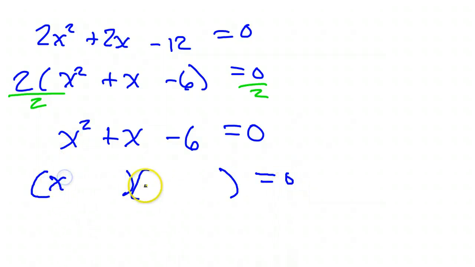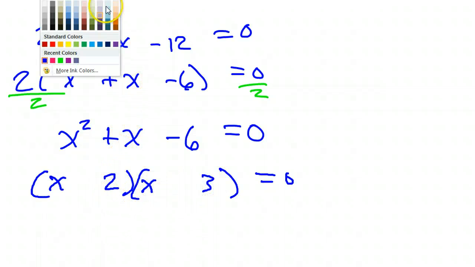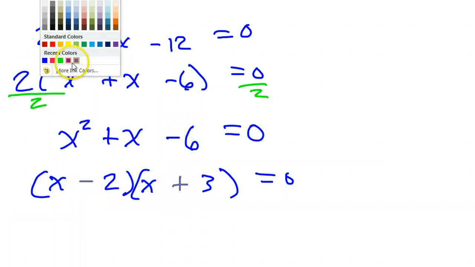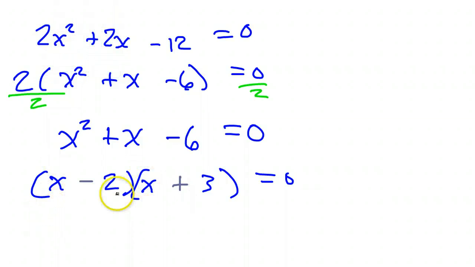X squared is x times x. 6 is 2 times 3. Inner plus outer equals middle, guys. So that means inner I have 2x, outer I have 3x. I'm shooting for a middle of positive 1. So I need a negative 2 and a positive 3. There's my negative 2, there's my positive 3. We have to make sure we are getting the negative 6. But a negative times a positive is a negative. So we've got that. Let's go ahead and set these factors equal to 0.